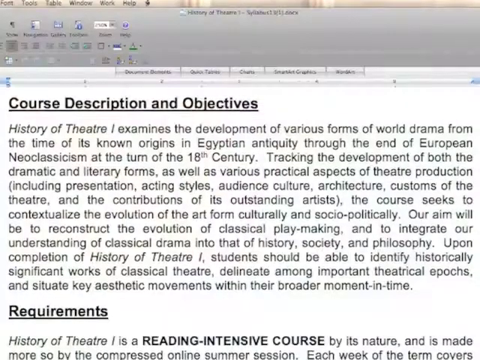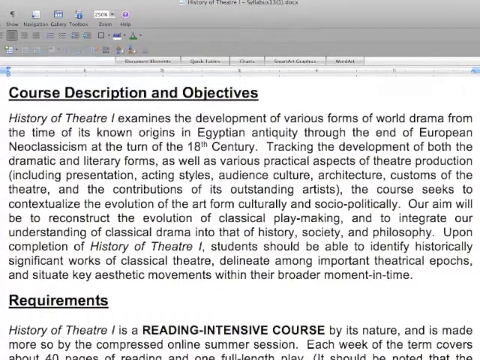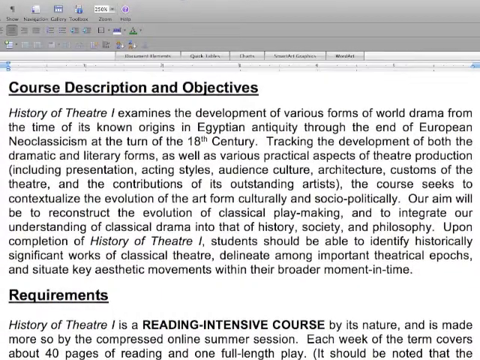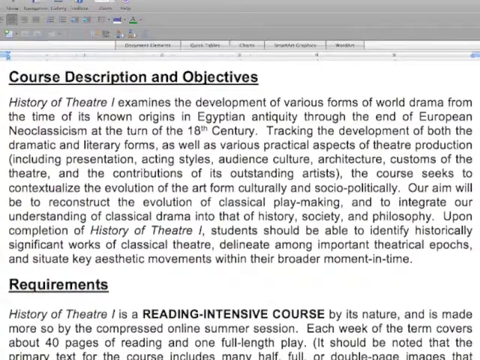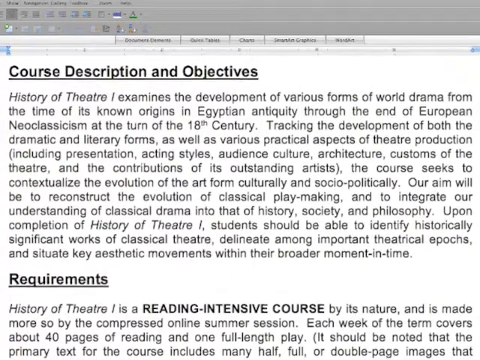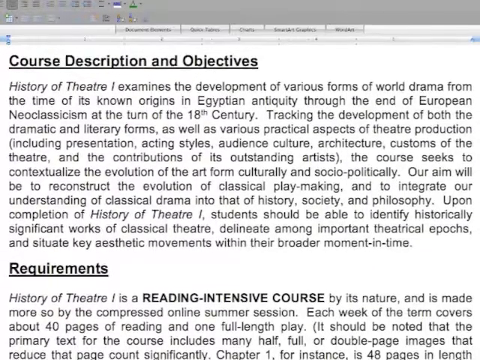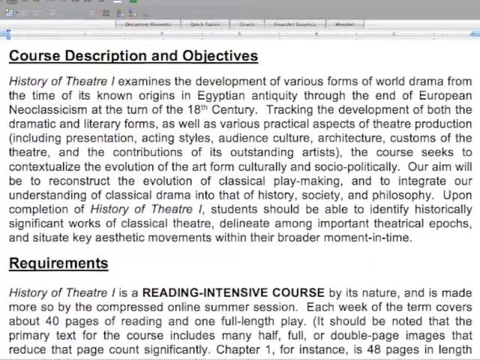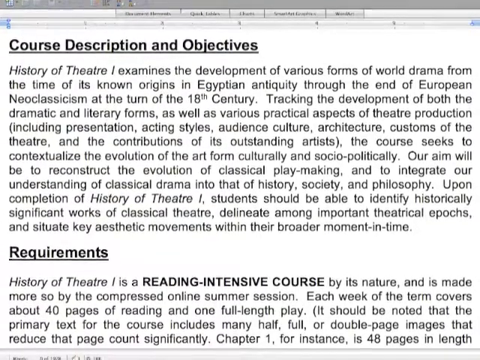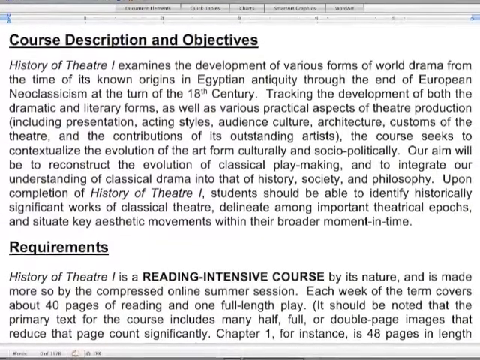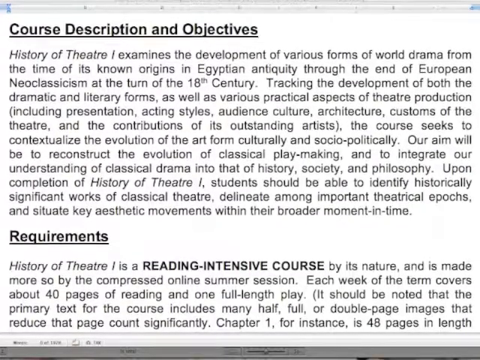Some of this is a rehash, bear with me. History of Theater 1 examines the development of various forms of world drama from the time of its known origins in Egyptian antiquity through the end of European neoclassicism at the end of the 18th century. Tracking the development of both the dramatic and literary forms, as well as various practical aspects of theater production that include presentation, acting styles, audience culture, architecture, customs of the theater, and the contributions of its outstanding artists. Our course seeks to contextualize the evolution of the art form culturally and socio-politically. Our aim will be to reconstruct the evolution of classical playmaking and to integrate our understanding of classical drama into that of history, society, and philosophy.